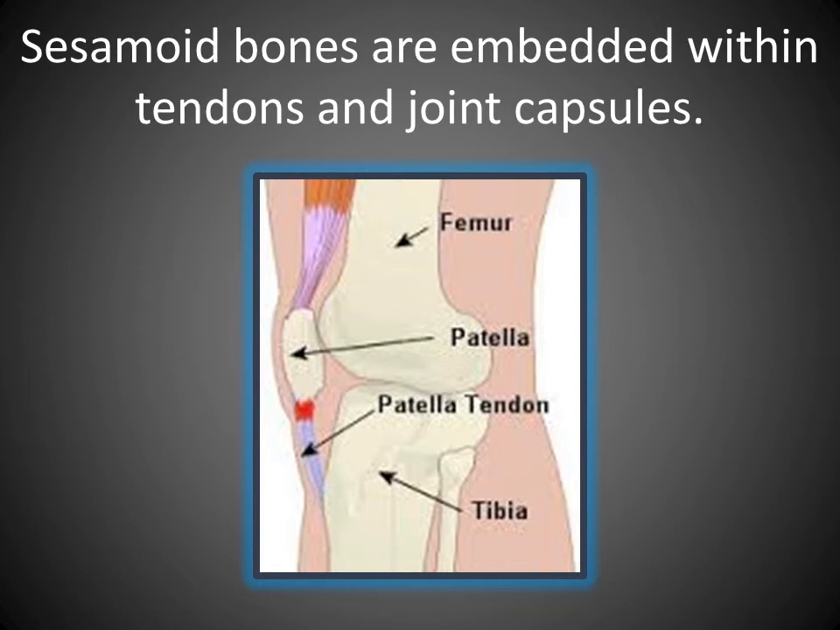And our last category are sesamoid bones, which are unique because they are embedded within tendons and joint capsules. Our bodies have very few sesamoid bones. The most popular example is the patella, also known as the kneecap, and there are a couple other sesamoid bones found within the foot.